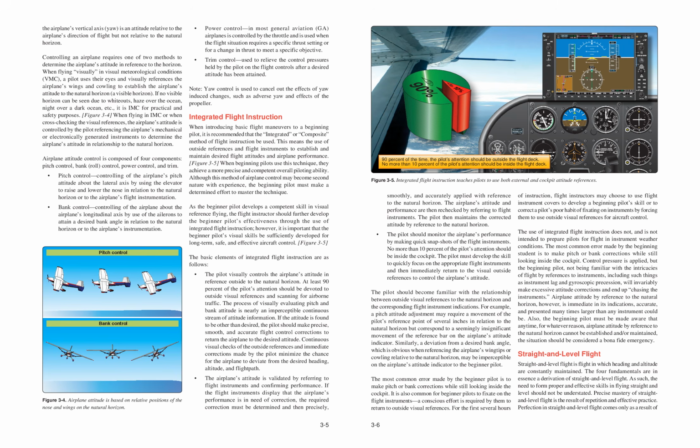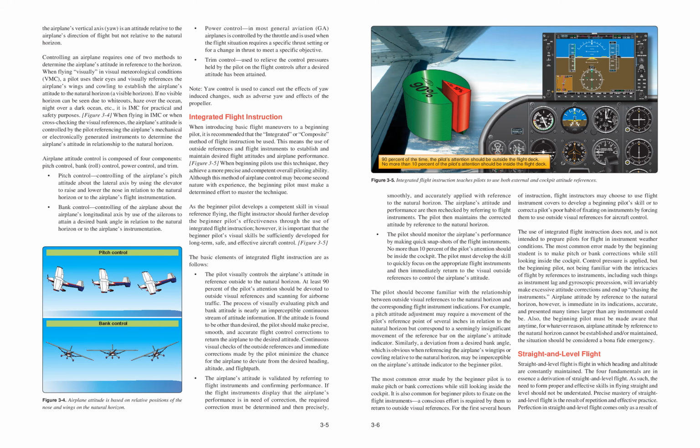Bank control: controlling of the airplane about the airplane's longitudinal axis by use of the ailerons to attain a desired bank angle in relation to the natural horizon or to the airplane's instrumentation. Pitch control. Bank control. Figure 3.4. Airplane attitude is based on relative positions of the nose and wings on the natural horizon.